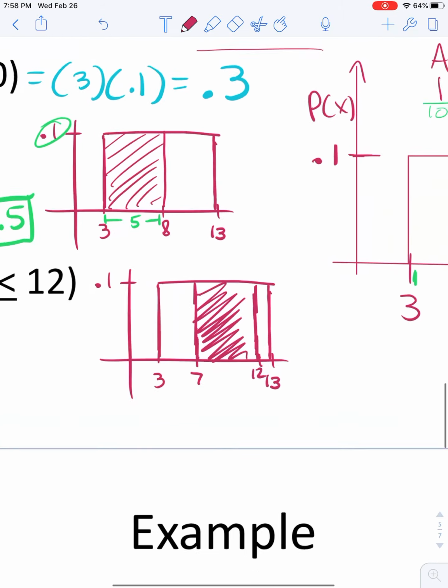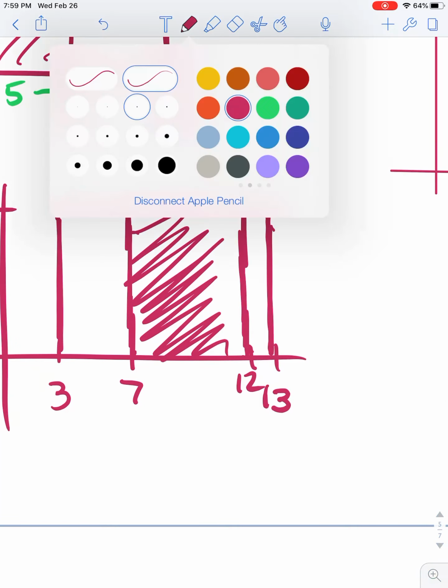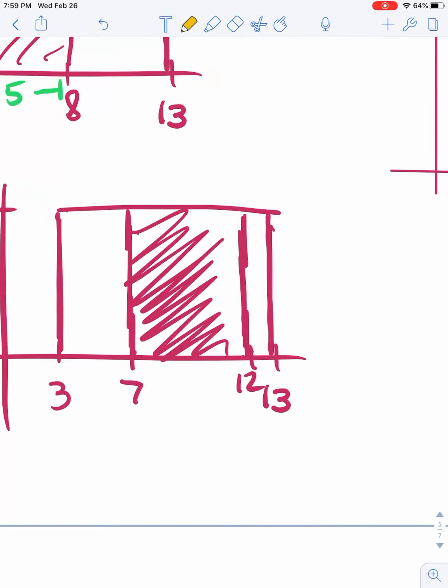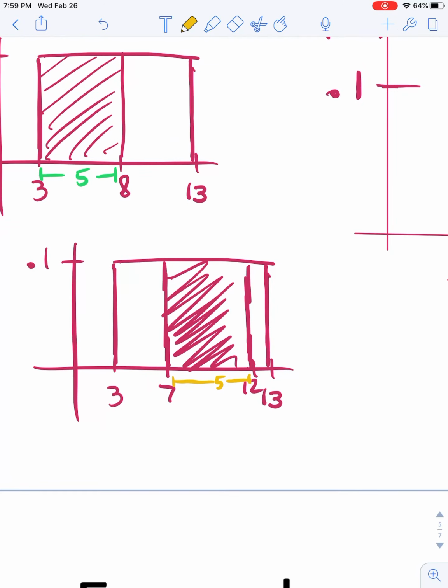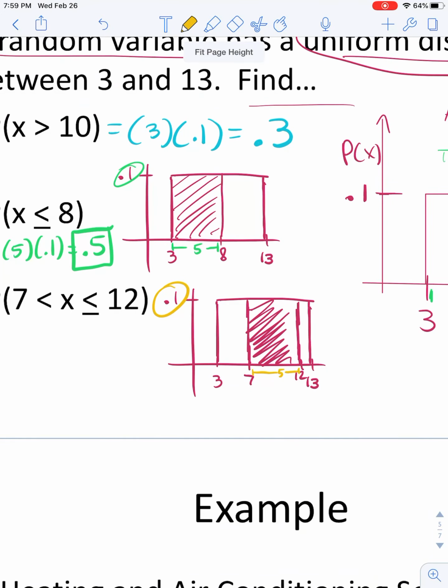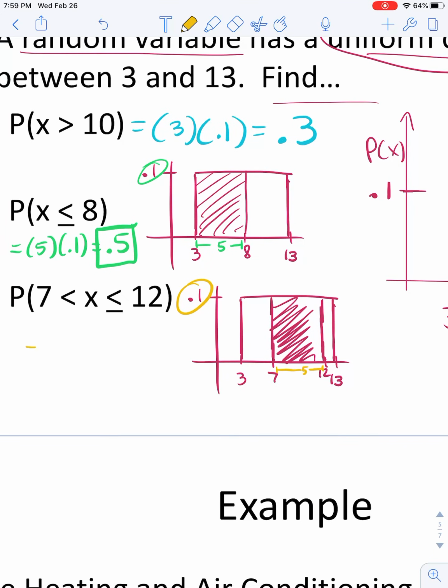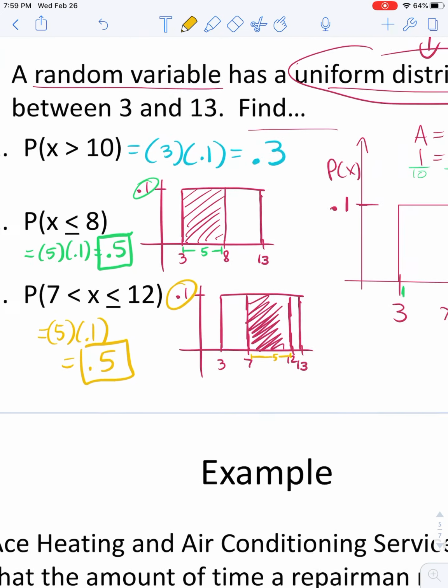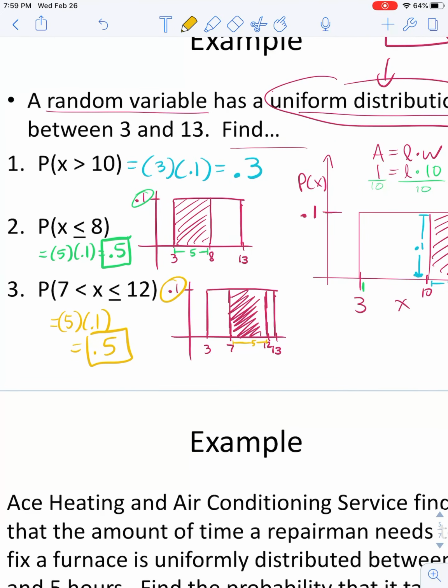Well, base times height. We're just finding the area of rectangles. That's really all we're doing. From 7 to 12 is 5 units wide, or a base of 5, and the height is always 0.1. So again, I'm doing 5 times 0.1, which equals 0.5. And that's that probability.